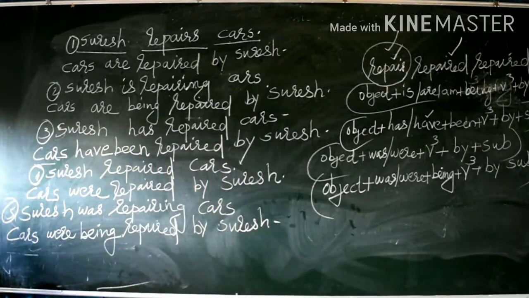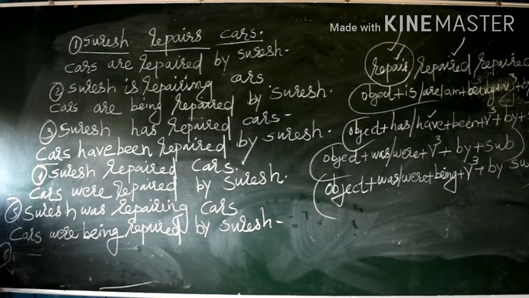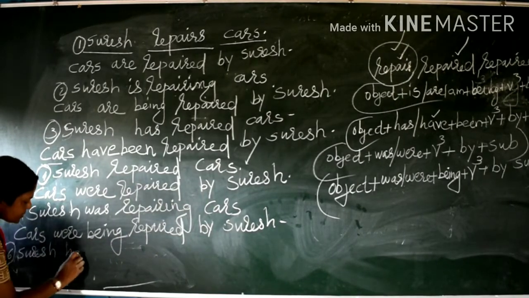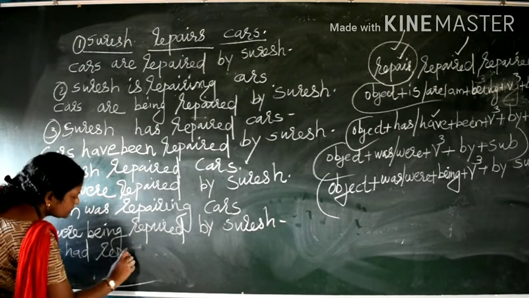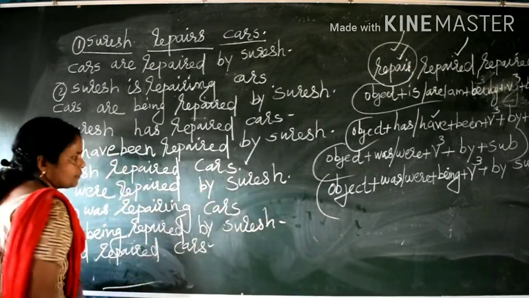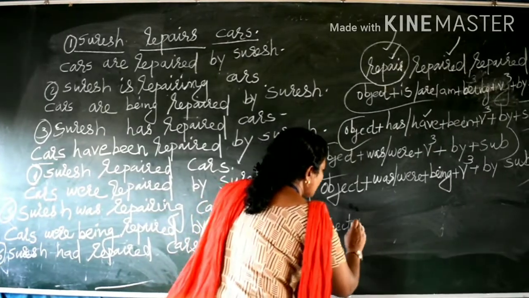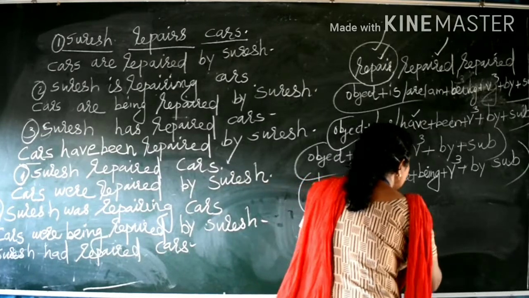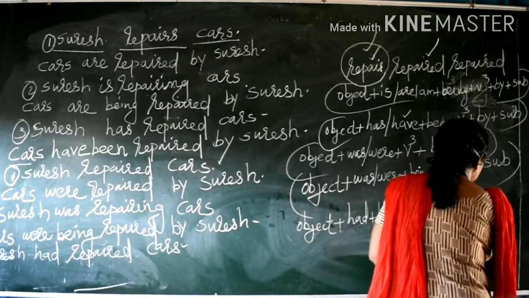Now past perfect tense, an action that has already been completed in the past. Suresh had repaired cars. The formula for that: object plus had plus been plus verb 3 form plus by plus subject.